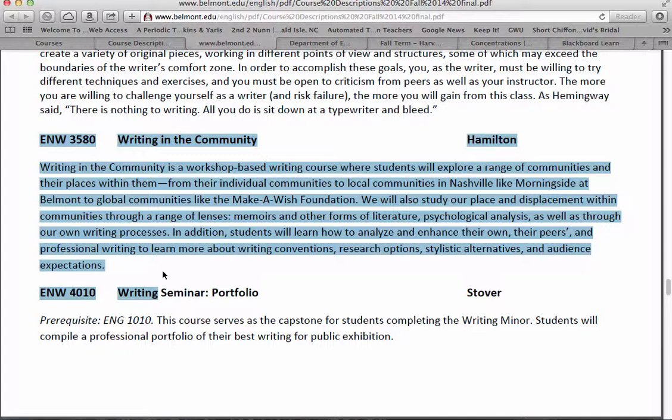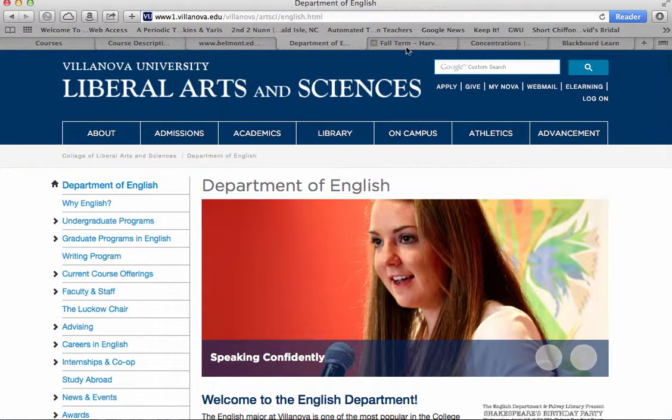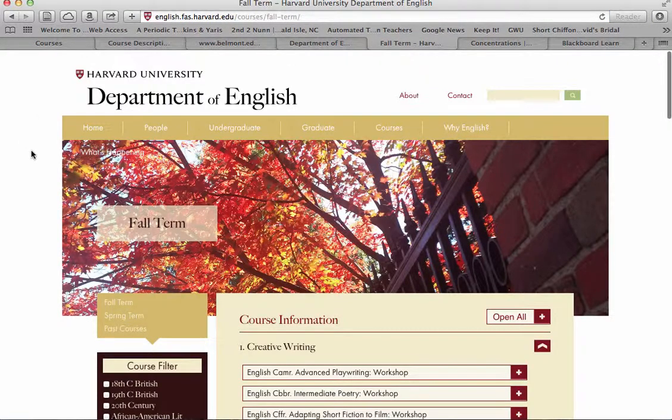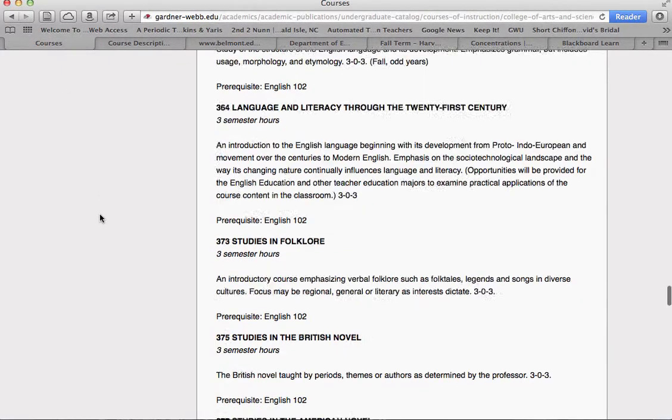Finally, I thought it would be interesting to go back to a historically foundational element to English and English departments, and that's Harvard, considered the first English department in the United States. And they are called Department of English, and we can add the, probably is often how it's used, the Department of English. And just notice the difference between that and back to Gardner-Webb.